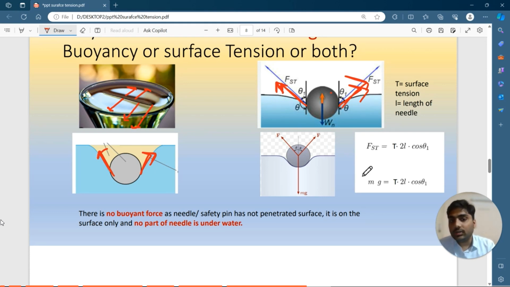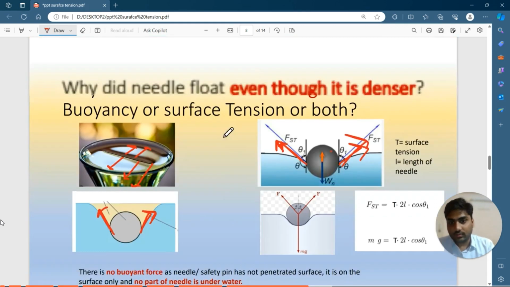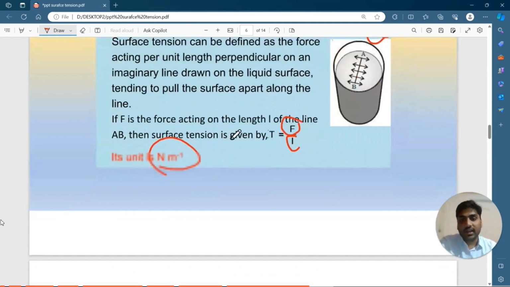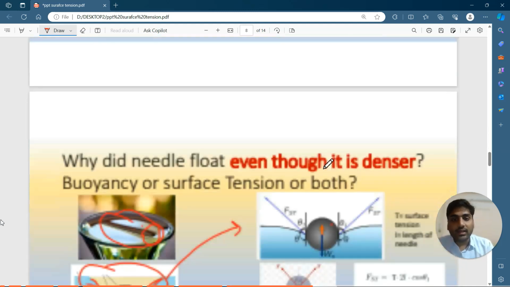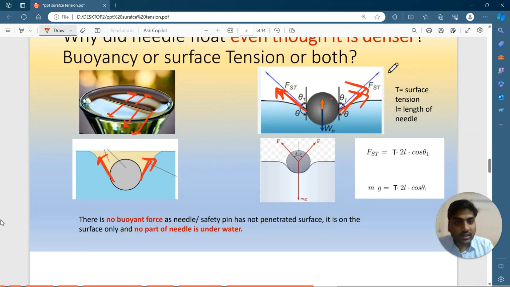Surface tension force would be T into L. We saw that, no? We defined T as F by L, so F would be T into L. The surface tension force acting would be T times L, and here it is acting on both sides. Suppose this is T and let's say L. TL is acting here and TL is acting here also.